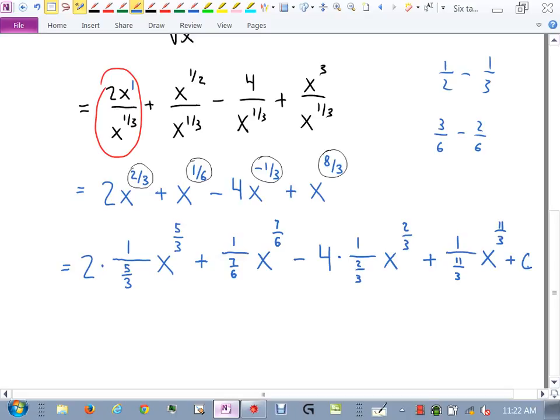This one right here, the first one, 6/5, right? That flips up, the 2 hits the 3, so 6/5, x to the 5/3.